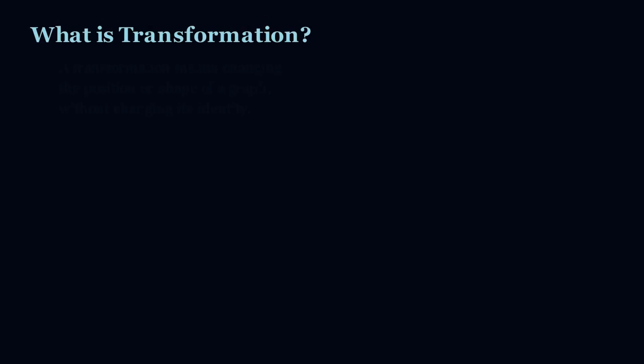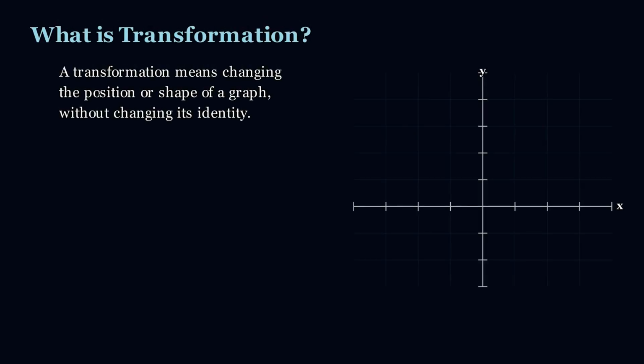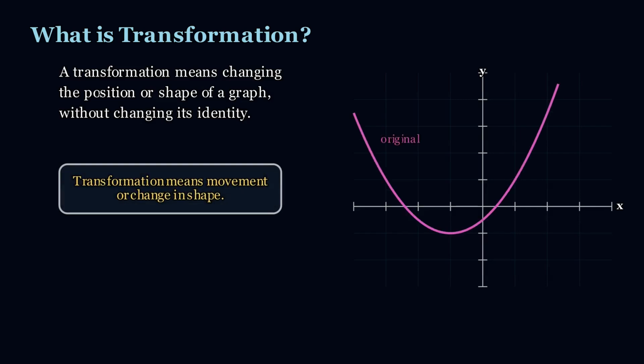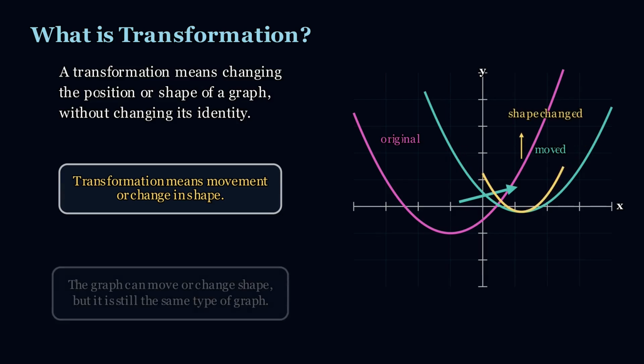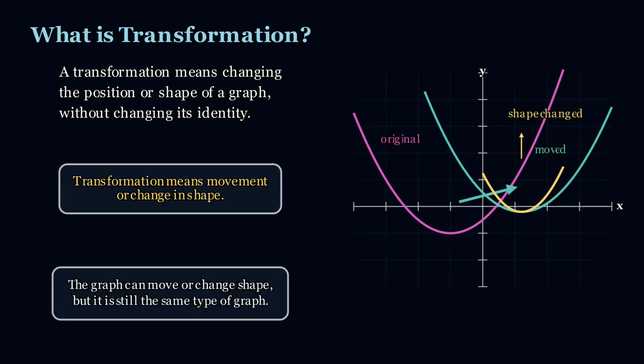A transformation means changing the position or shape of a graph without changing its identity. Transformation means movement or change in the shape.